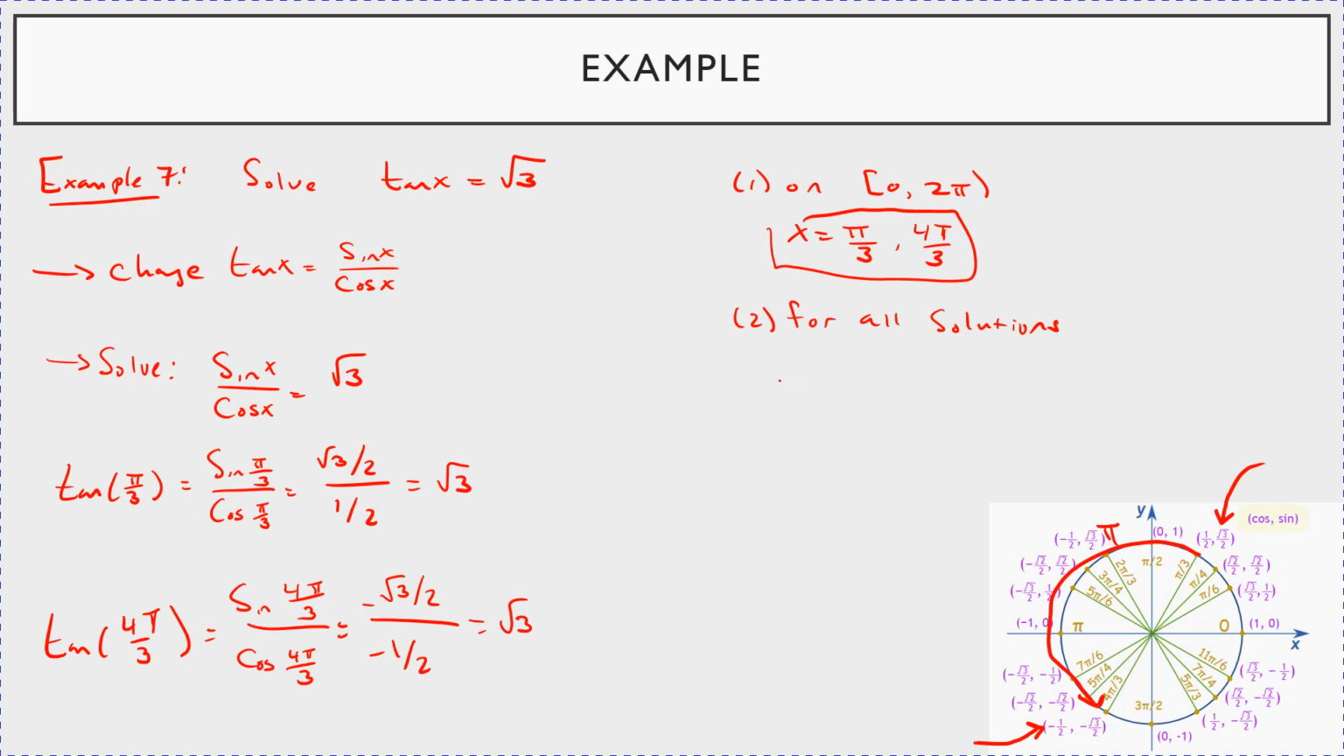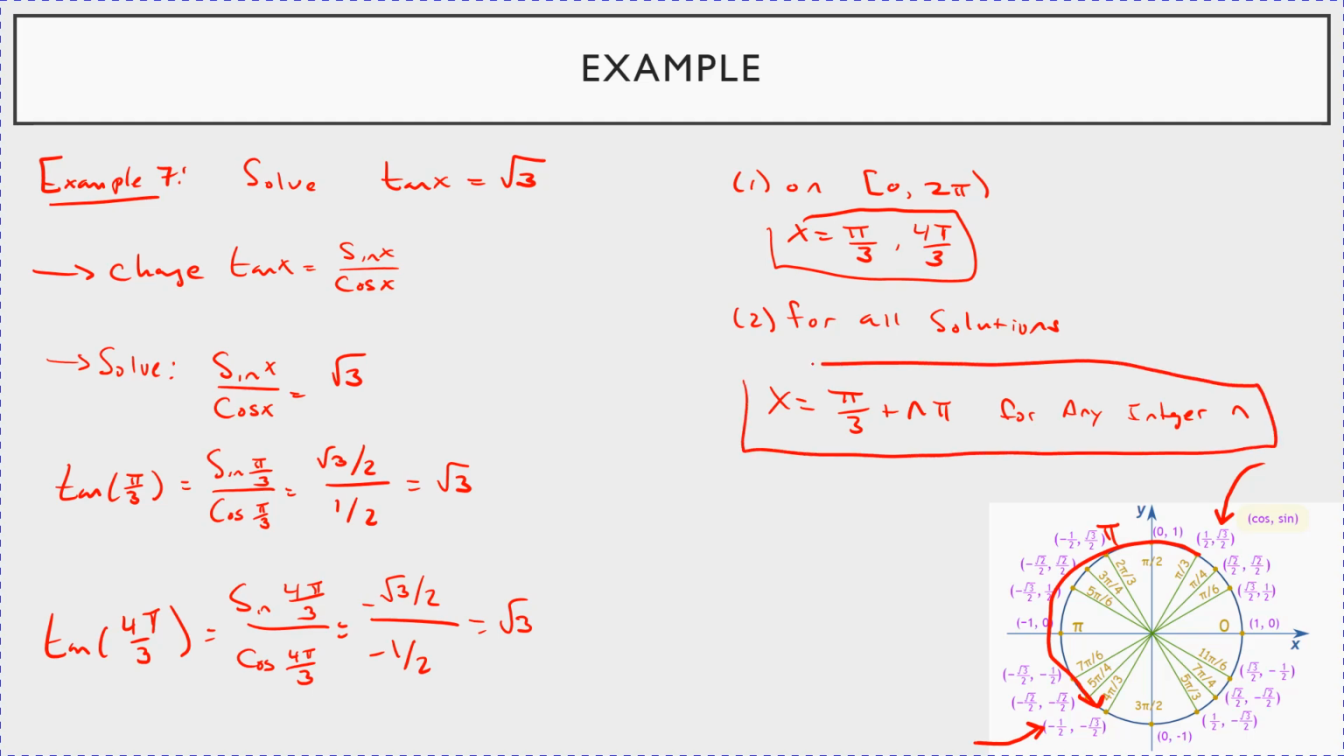So your solutions here, this is how you're going to do this one. You're just going to start with pi over 3 and then add, remembering the period is pi, plus n pi, for any integer n. The reason you don't need to do 4 pi over 3 is that when n is 1, pi over 3 plus pi gets you 4 pi over 3. So you only need that one right there.